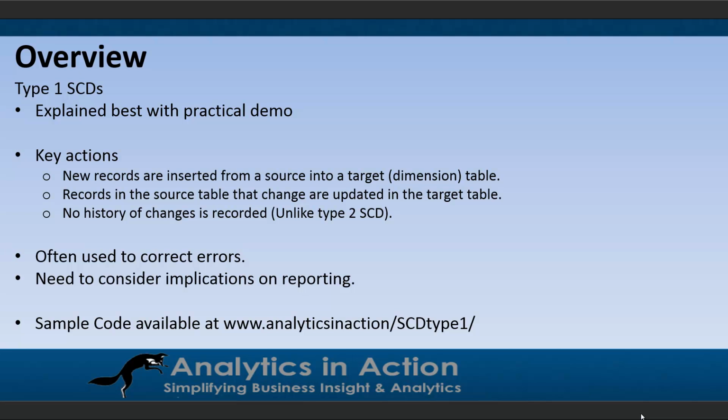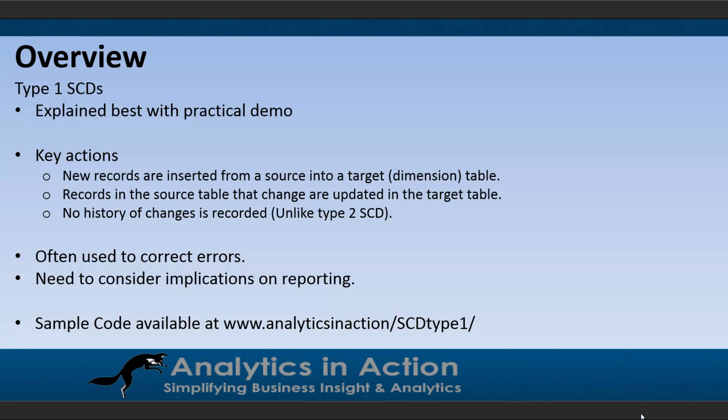If there is a record in both the source table and the target table for, say, a particular customer, and some descriptor has changed in the source table, for example, a plan, a date of birth, or a name change for that customer, such as if they've just got married, then records in the target table, so the dimension table, are updated. No history of changes is recorded with type 1 slowly changing dimensions. This makes it fundamentally different from type 2 slowly changing dimensions.